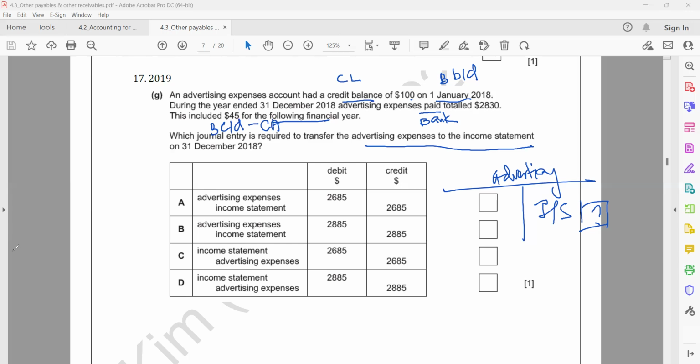So what do you think? C. Yes, see. Here, current liability, because they say credit balance. So balance brought down 100. During the year, bank 2830. This include for the following year, balance CD asset 45. So you take this minus these two, then you will get the answer C. Okay. Debit income statement, credit advertising. When we read accounting, when we read double entry, we read the header. We are not reading the inside.